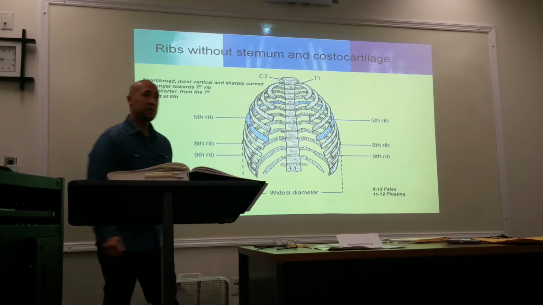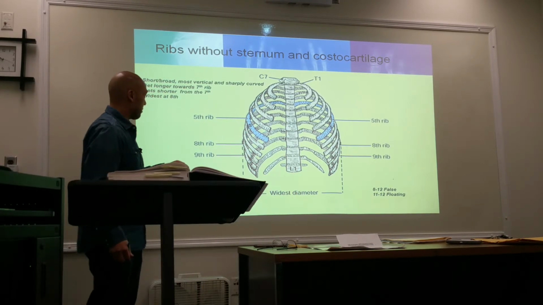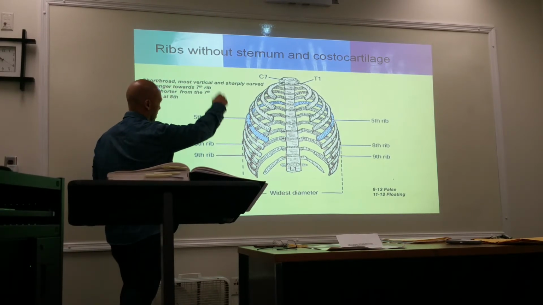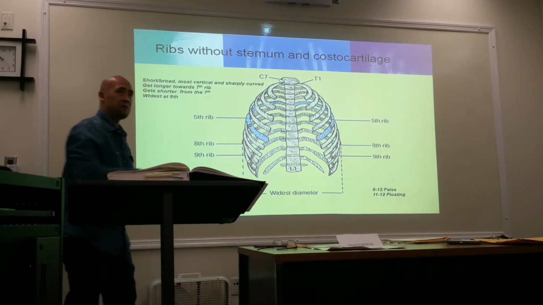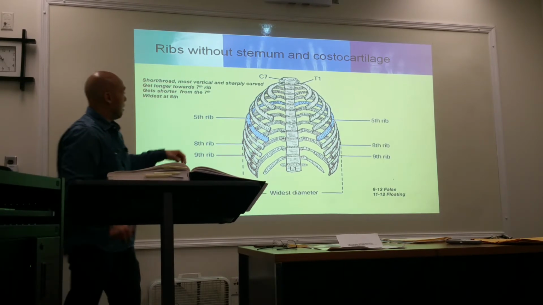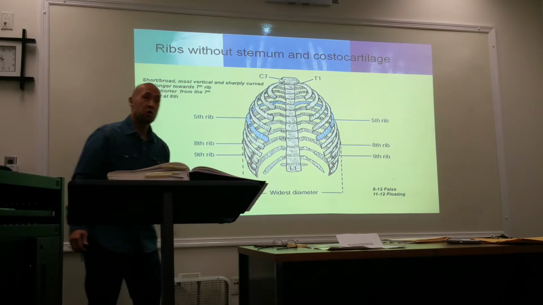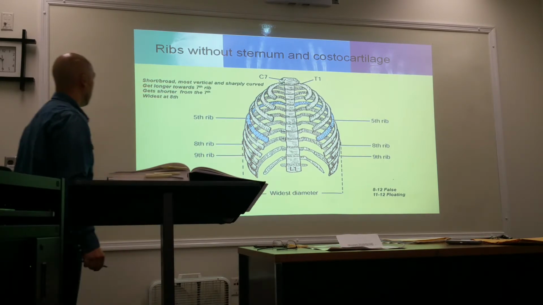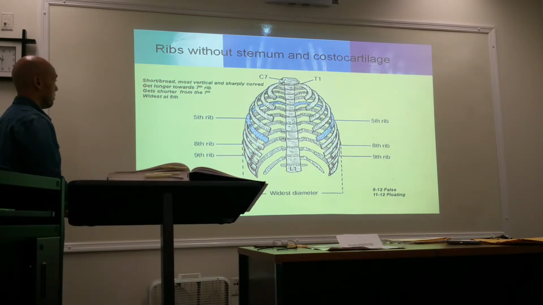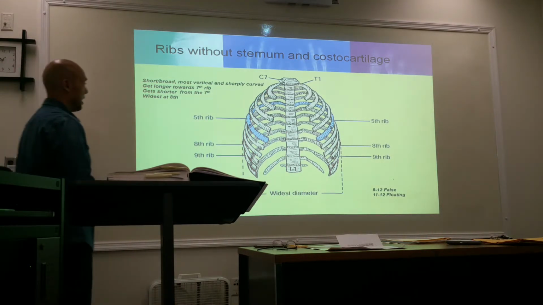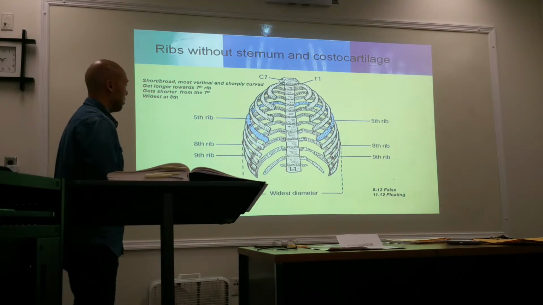So they're more vertical up here at the shorter ribs. Now after the 7th rib, so again from about 1 to 6, 7, they get longer. From the 7th rib on down, they get shorter. The widest portion, or the widest diameter, is going to be found at the 8th rib.